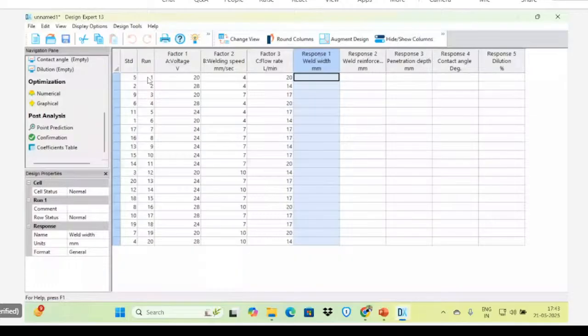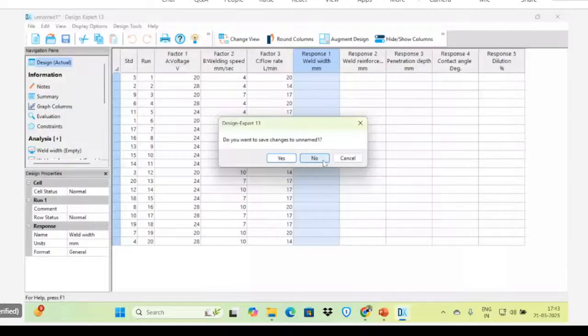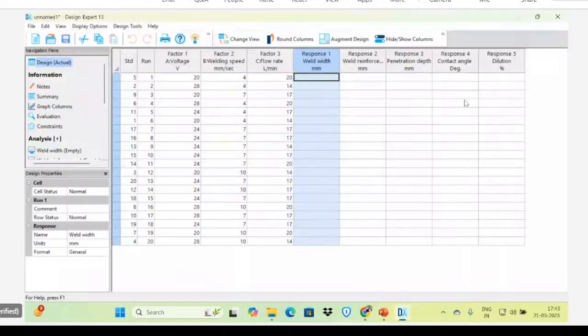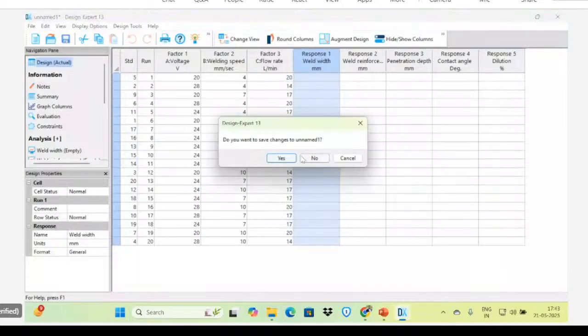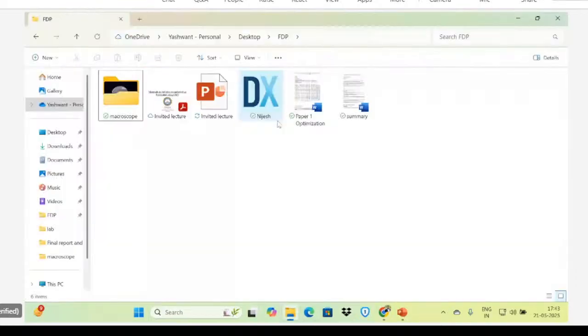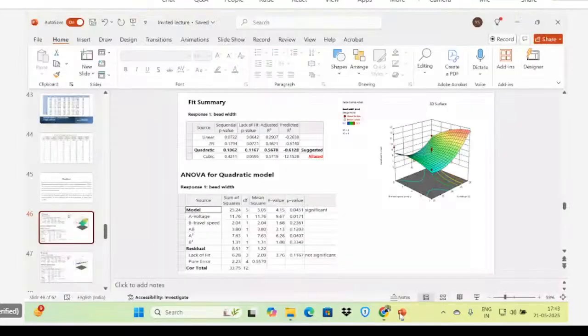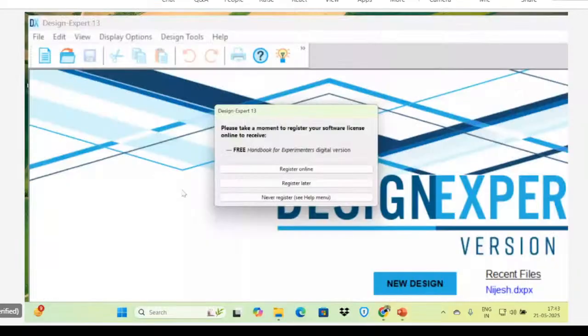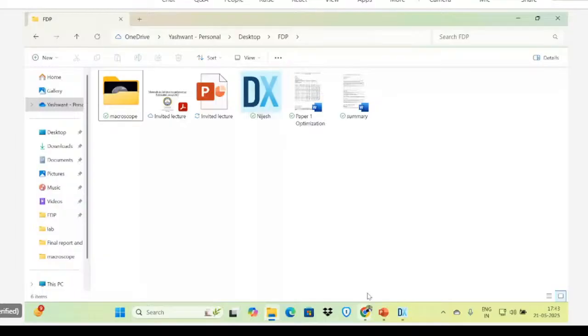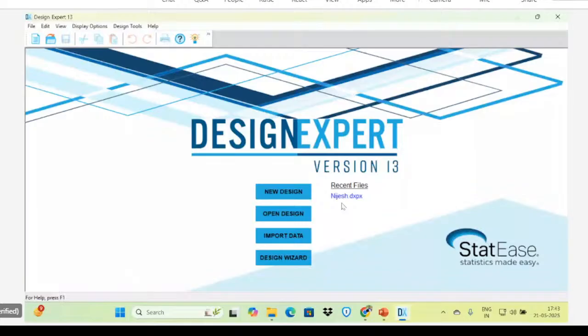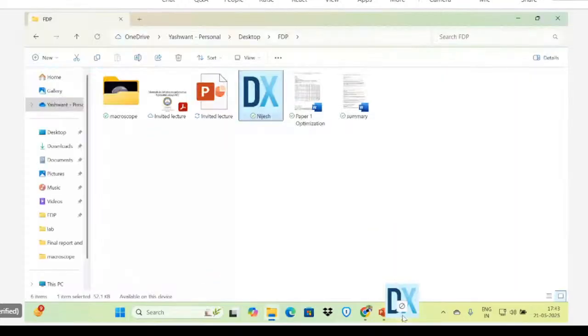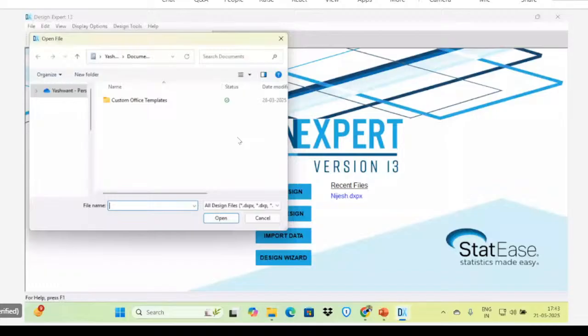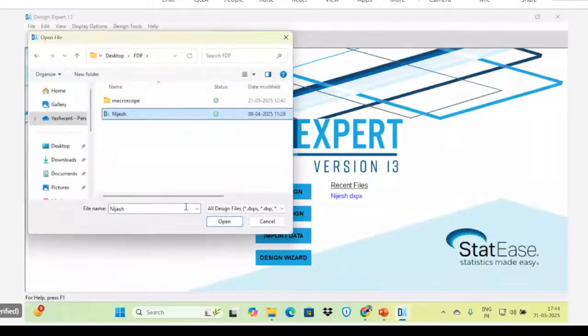Till this thing you have understood. So after this we have to fill this. I already have one sample. So you can open. Yes.